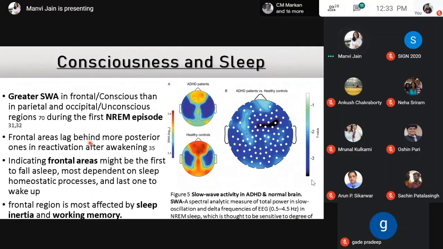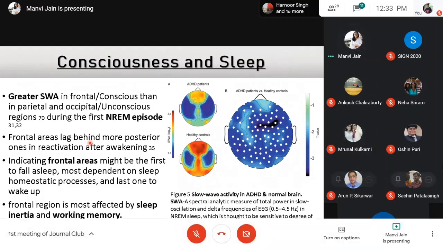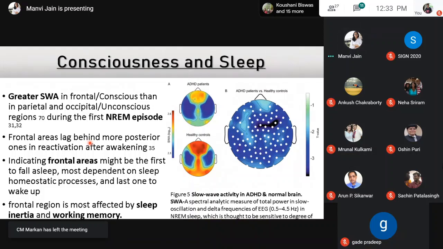How come? This whole sleep is a five-stage process. Wake, then a little active, SWA, then NREM, then REM, then again NREM, and the whole process. But how do the frontal areas get activated, then deactivated, and then activated again in REM? It seems that great SWA in the frontal or conscious region is observed during an REM episode, and that proves that yes, the frontal region is actually going down while we are in an REM episode.